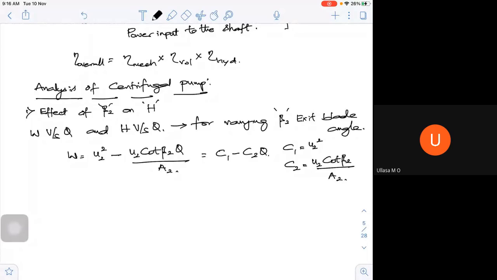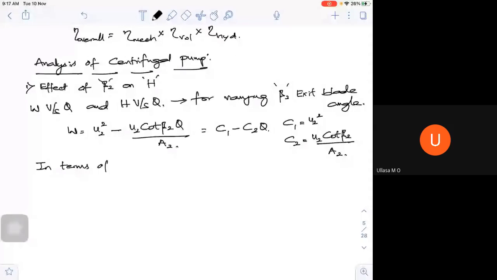So, what I do here, in terms of pressure head, I call it pressure head, or simply the books call it head. I can write H is, what is H actually? H is equal to W by G.